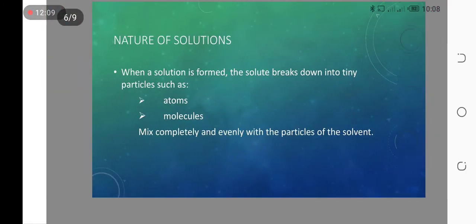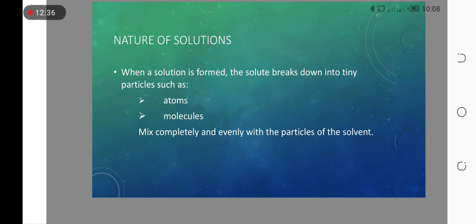So this topic is covered. Now we will move towards the nature of solutions. What is the nature of a solution? Now we will discuss which type of nature a solution can have. First of all, we will look at how a solution is formed. Then we will discuss the nature of solution.